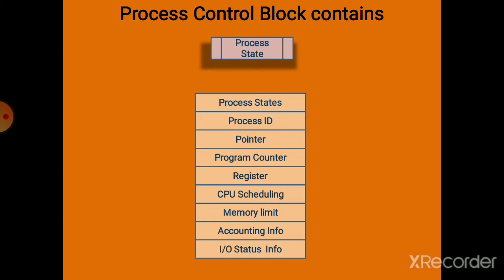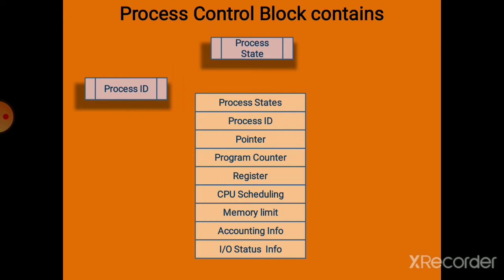That is nothing but the current status: whether it has been created, or it is in the running state, or in the ready state, or in the waiting state, or in the termination state. So this process state is used to indicate the current state of the process, whether it is running, ready, waiting, or terminated.